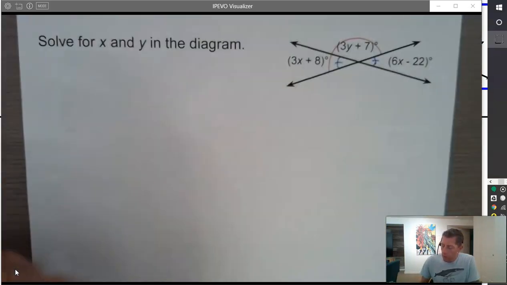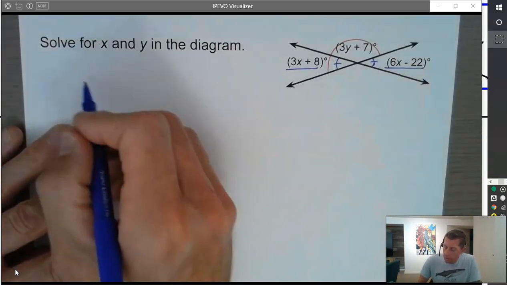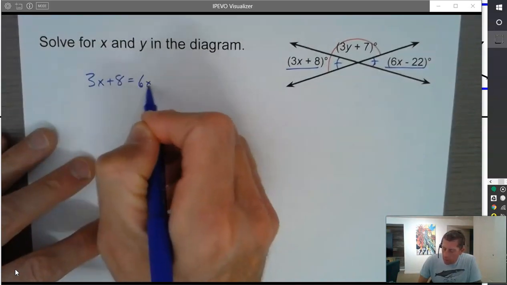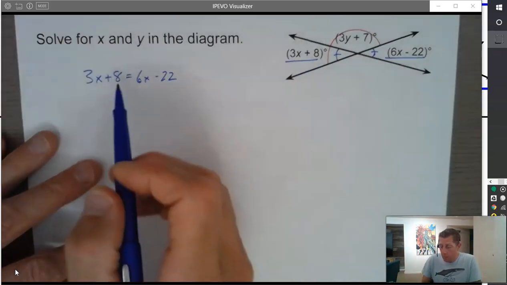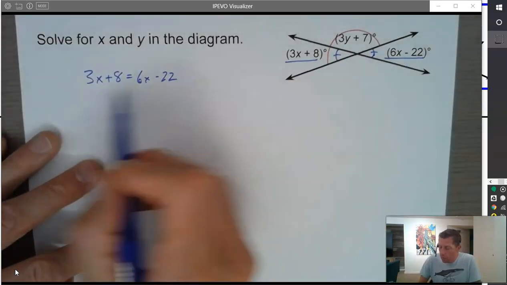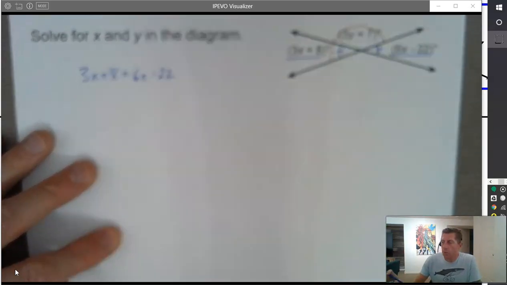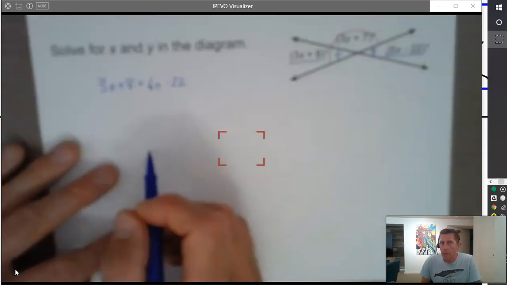So let's go ahead and start by setting these two equal to each other since they're vertical angles. 3x plus 8 equals 6x minus 22. Now, part of the reason why I wanted to do this also is not just that they're equal to each other, but they also only have one variable. So it's easier to solve an equation with just one variable in it, rather than variables with x and y.